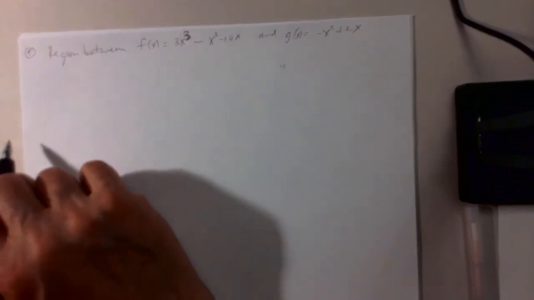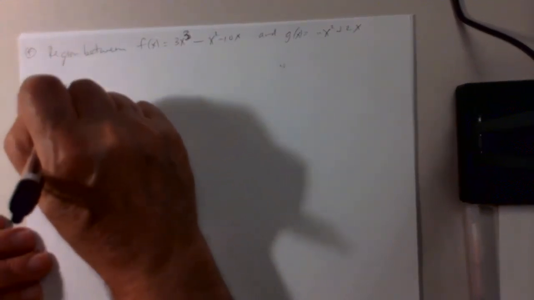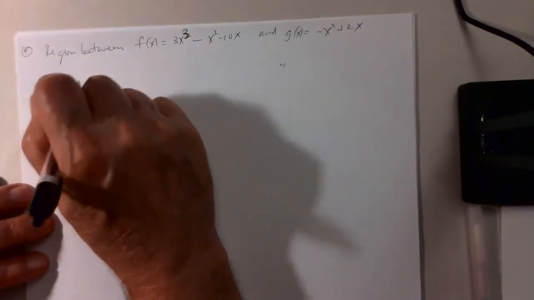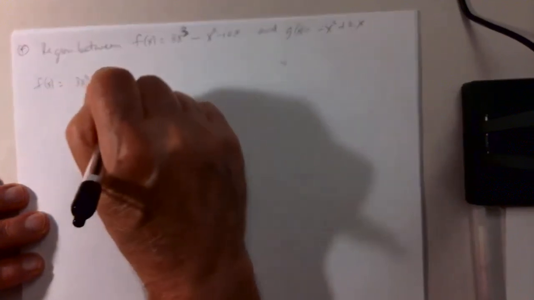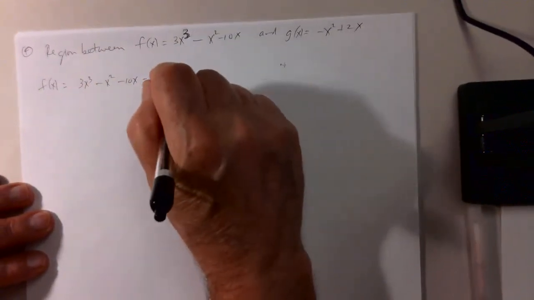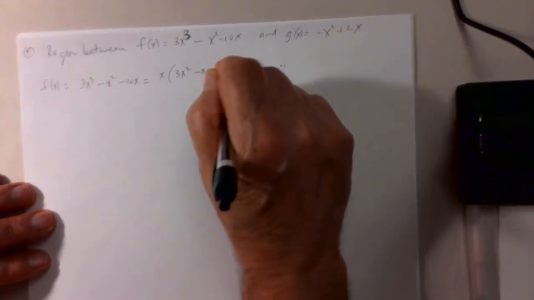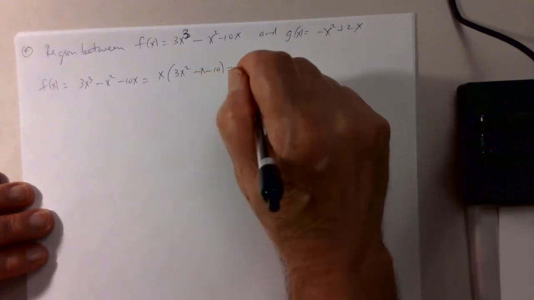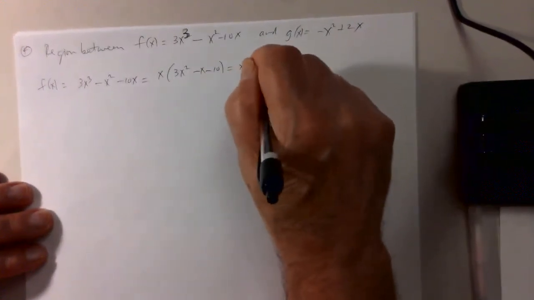But if we want to try and figure out how to solve this by hand, let's see. F of x is 3x cubed minus x squared minus 10x. I can factor out an x. I get 3x squared minus x minus 10. And can I factor this? Well, if x equals 2, I get a root. So this is x times x minus 2.